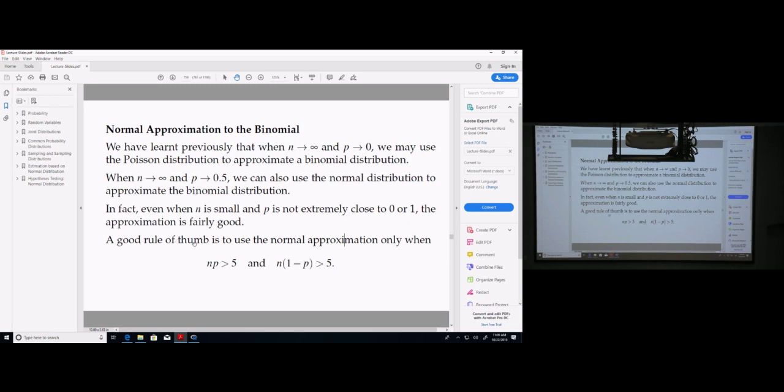Now the relationship between n and p is that n times p is bigger than 5, and n times (1 minus p) is bigger than 5. This inequality guarantees that p can't be too small. This is to prevent p from being very small, meaning that your histogram is actually like this, all right? And here is actually symmetrical, the condition.